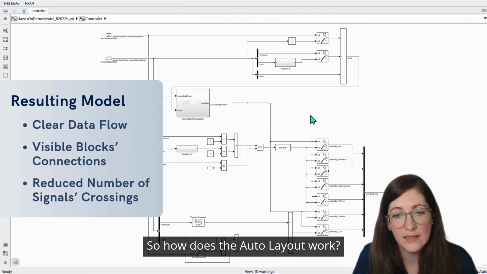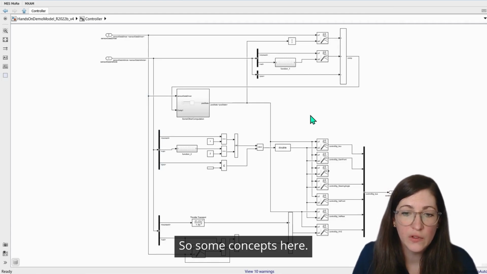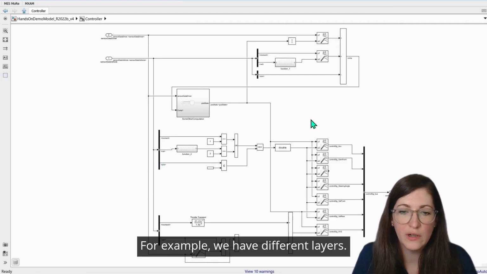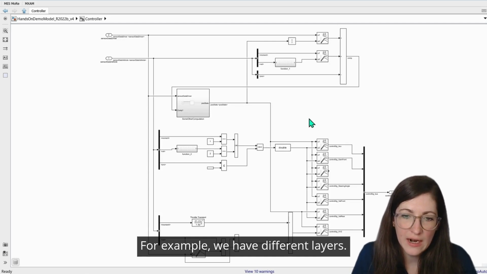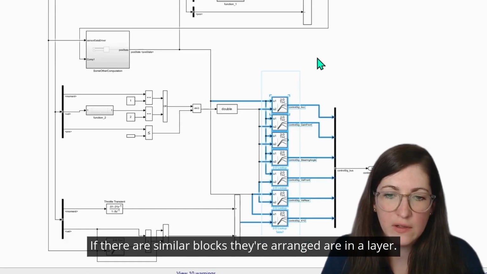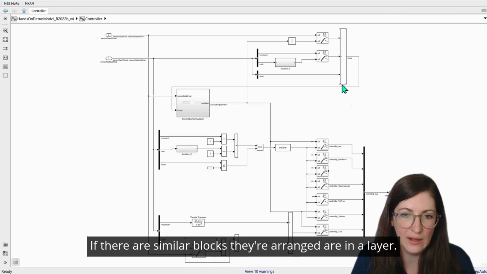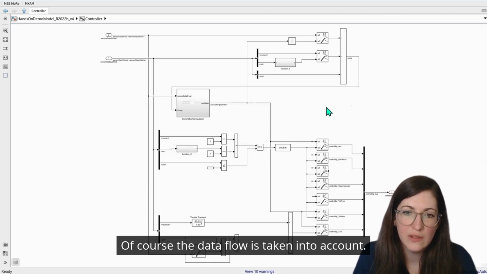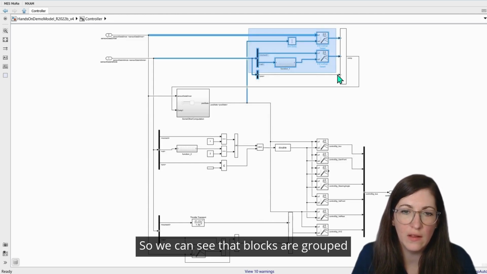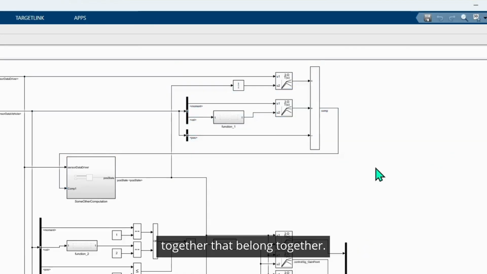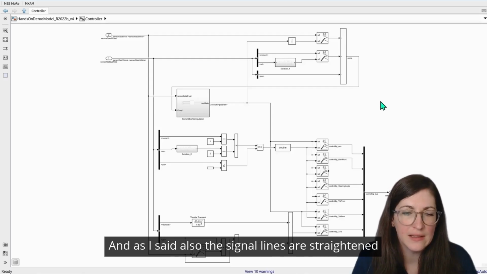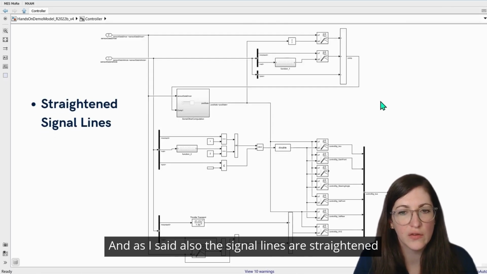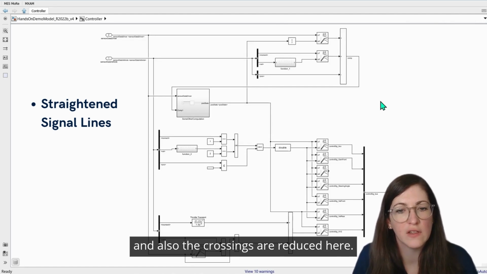So how does the outer layout work? Some concepts here, for example, we have different layers. If there are similar blocks, they are arranged in a layer. Of course, the data flow is taken into account, so we can see that blocks are grouped together that belong together. And as I said, also the signal lines are straightened and also the crossings are reduced here.